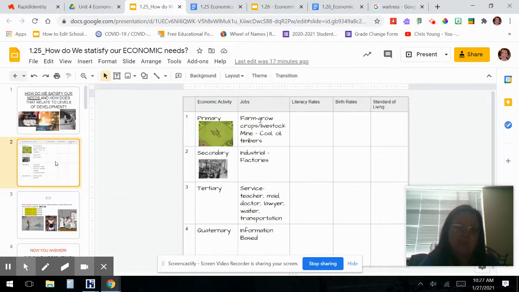Okay, you could either farm the land and try and make money that way, or you can mine the land and you are going to be looking for natural resources. So coal, oil, timbers, wood, forests, those are all going to be natural resources that you are able to somehow make some type of profit from, okay?